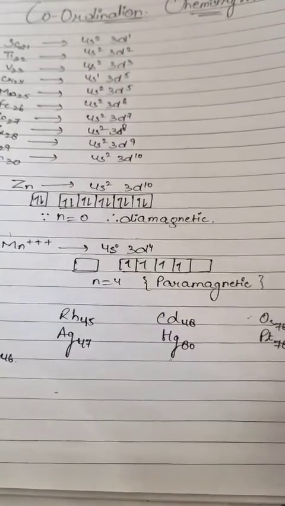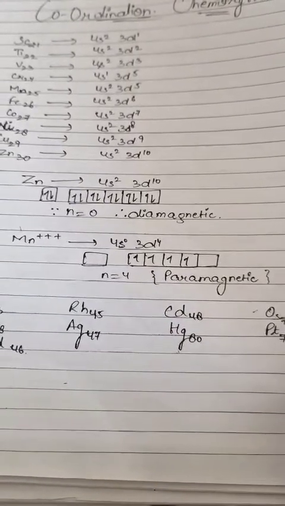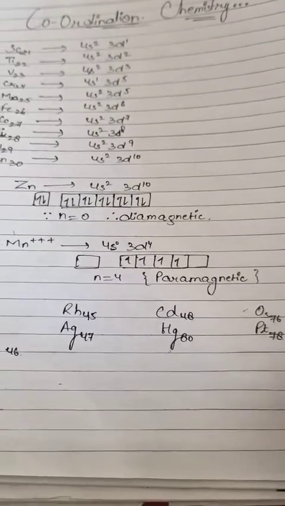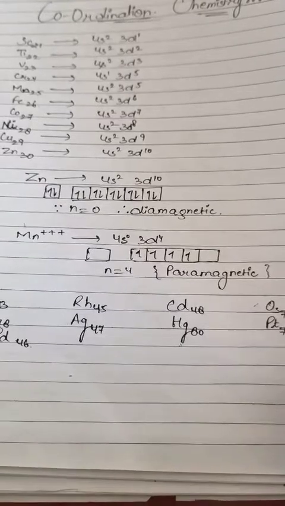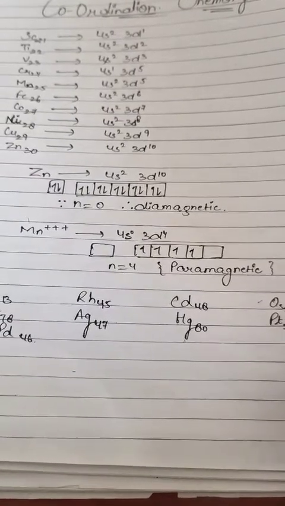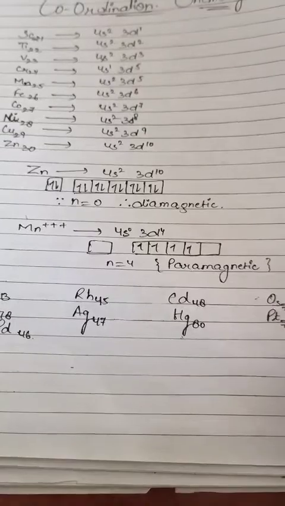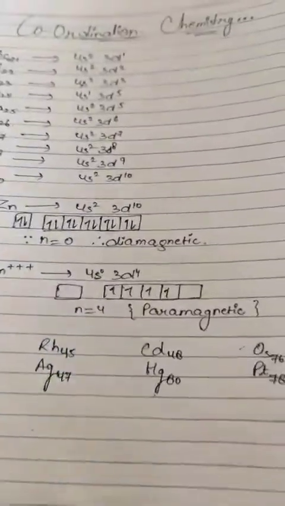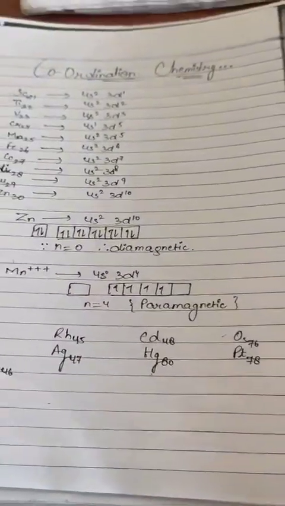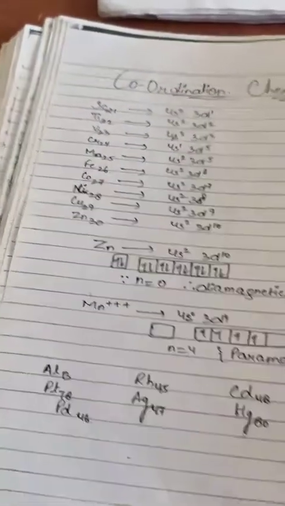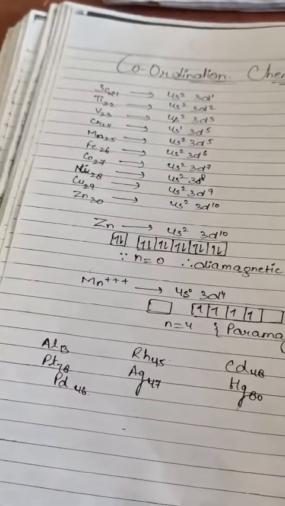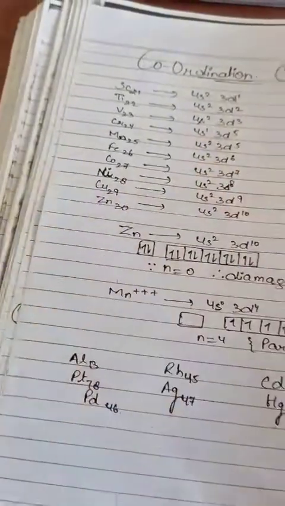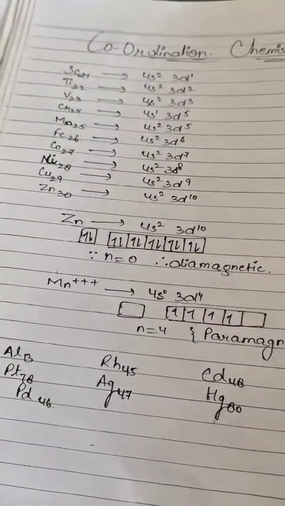Next is IUPAC nomenclature of mononuclear compounds. Next is bonding: Werner's theory, VBT means valence bond theory, and CFT crystal field theory. These theories are very important. Now, in coordination chemistry, from atomic number 21 to 30 we have to learn the configurations. I have written here Sc, Ti, V, Cr, Mn, Fe, Co, Ni, Cu, Zn.